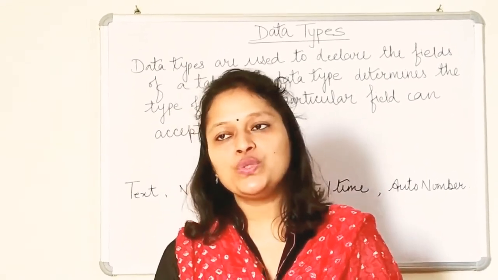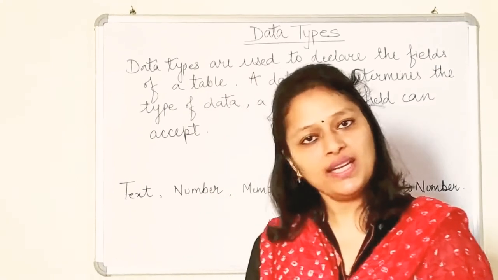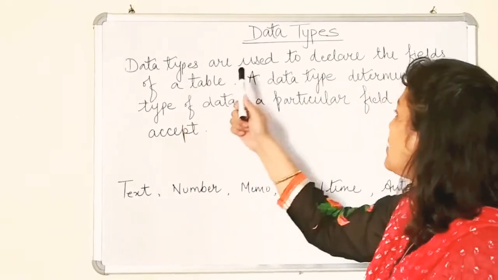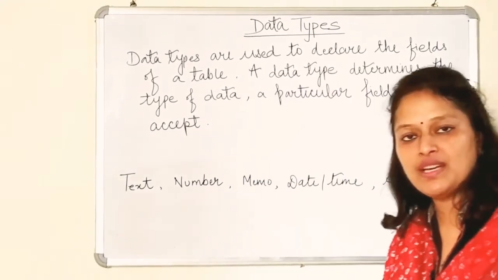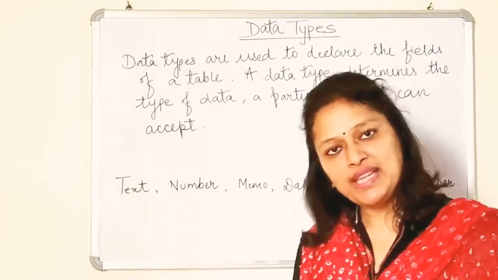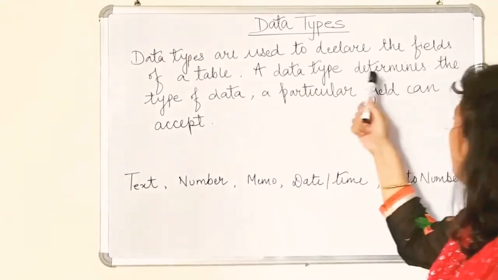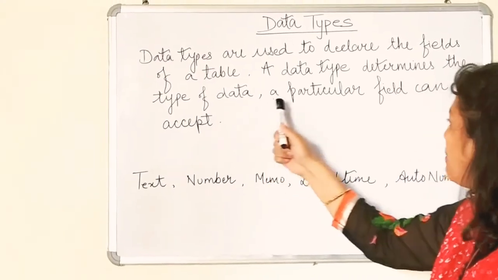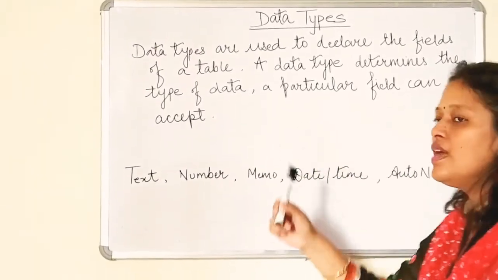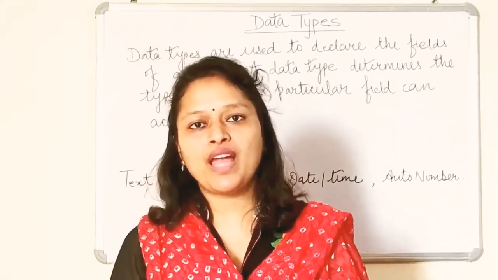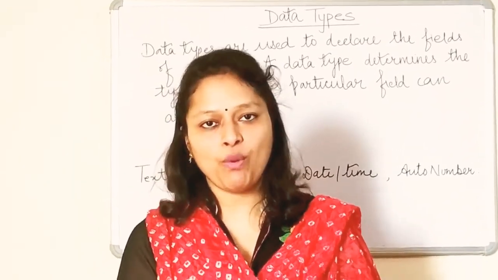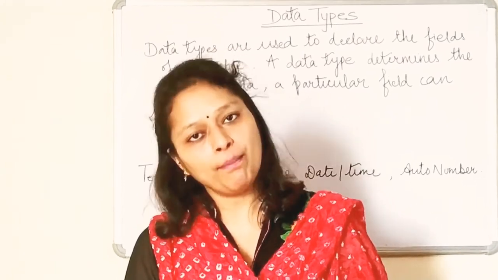For now, you just concentrate on what data types are. Data types are used to declare the fields of a table, that is, what kind of data is stored in that field. A data type determines the type of data a particular field can accept. Now there is a very important thing, children, that if you have described the name in text format, you cannot enter a number in that.